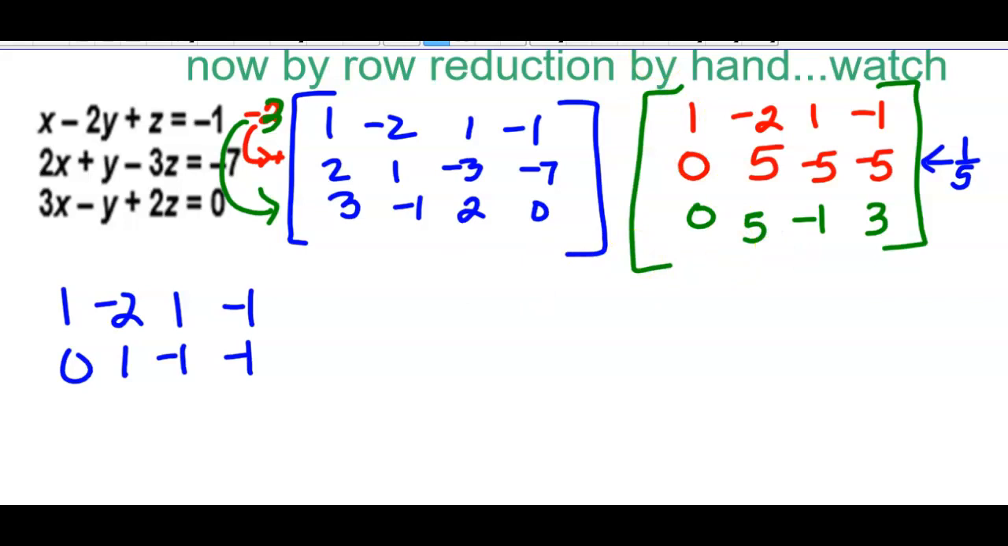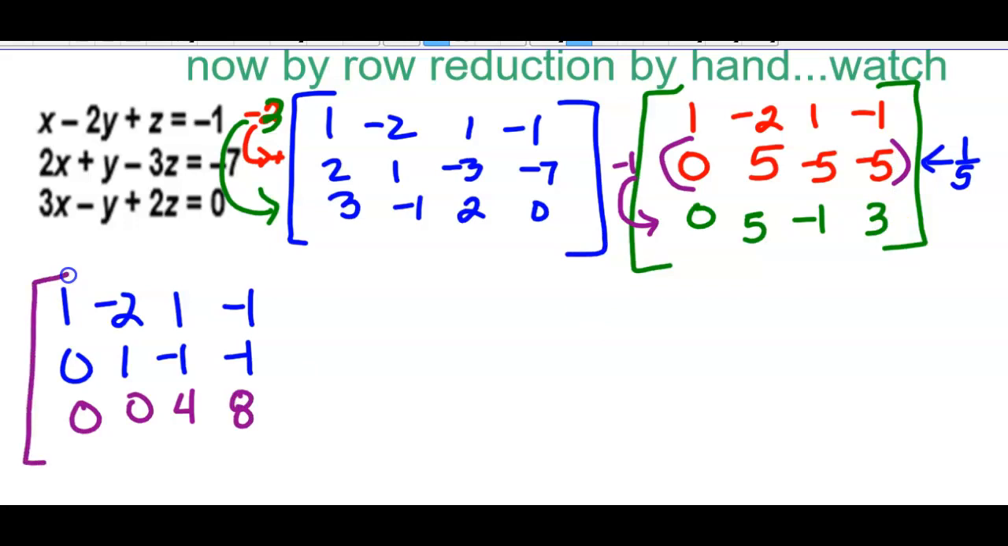Now, before I write that last row, I'm going to go ahead and multiply this by a negative 1 and add it down here. So I'd get 0 added to 0 is still 0. Negative 5 added to 5 is 0. Negative 5 times negative 1 is 5, added to negative 1 is 4. Negative 1 times negative 5 is 5, added to 3 is 8.